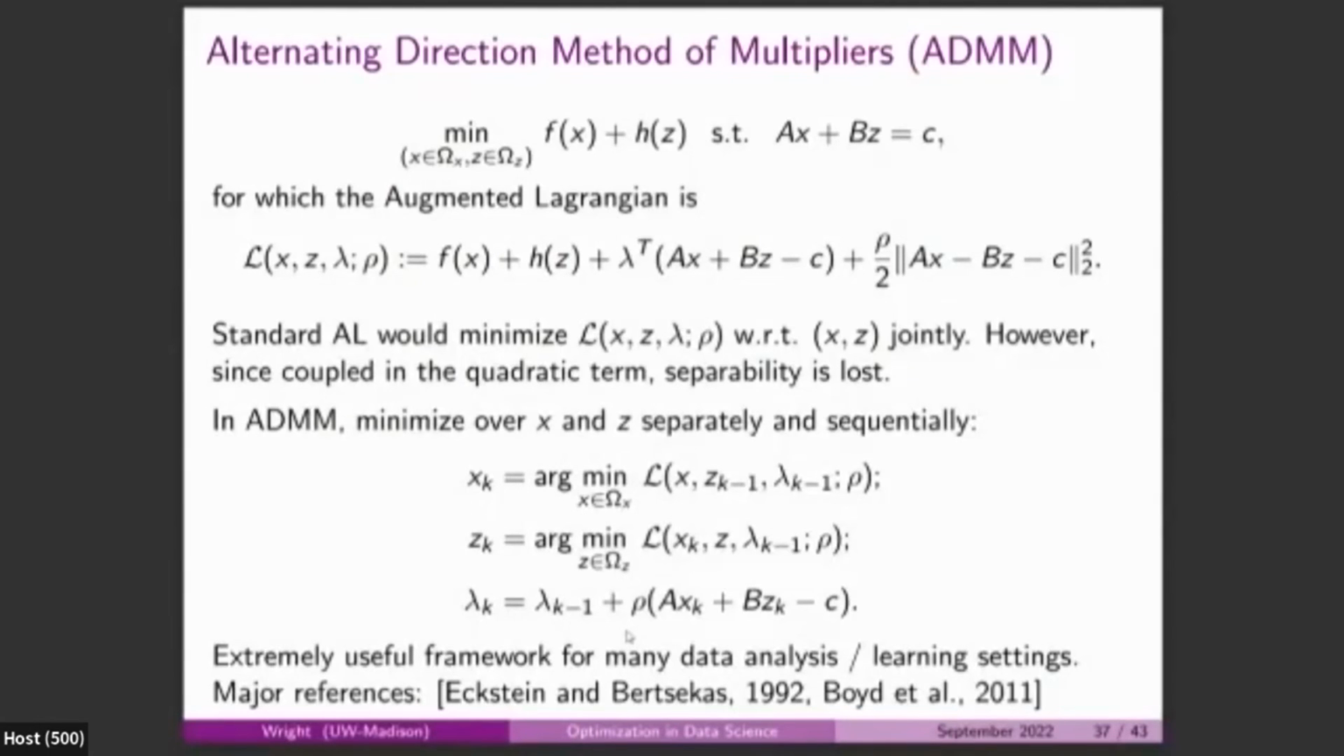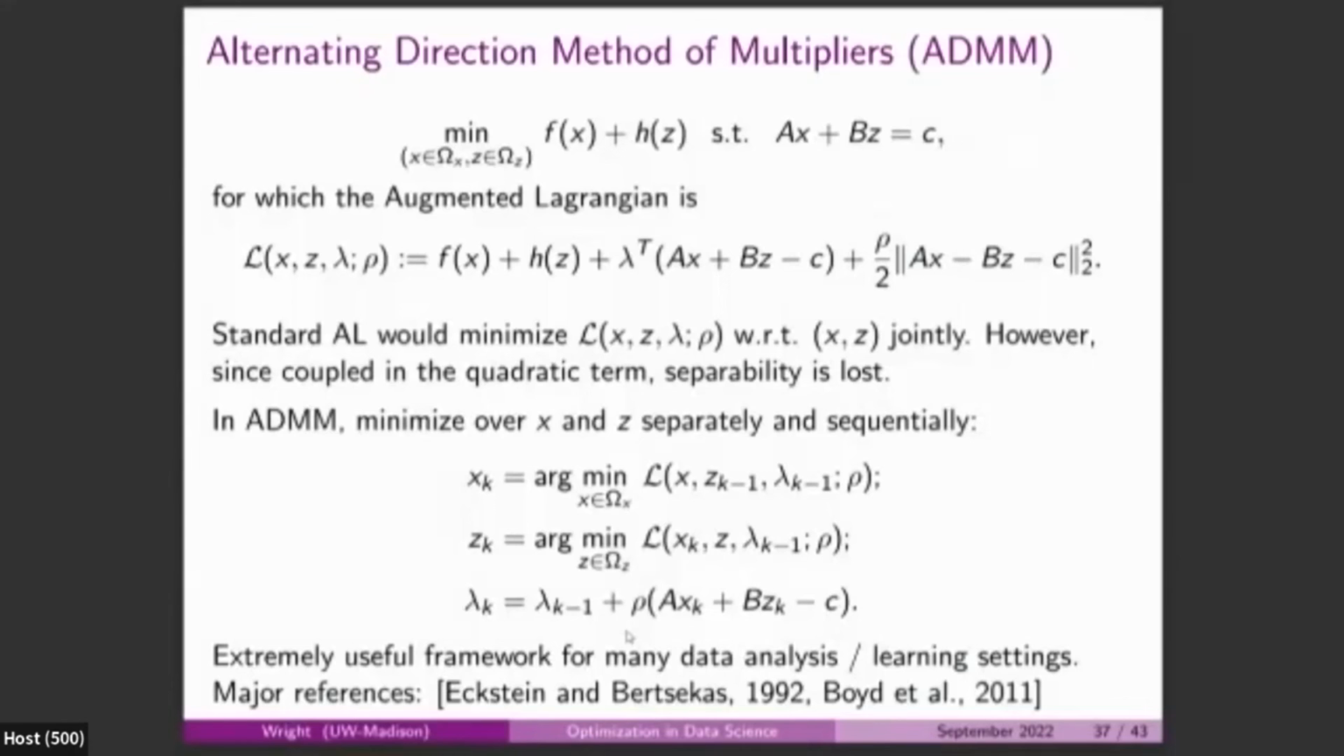And this is for problems that have exactly the form that I showed on the previous few slides, but you can break down the objective into two components, a component involving x and a component involving z, each of which may also be constrained to their own feasible set, omega x and omega z, okay? So if you write down the augmented Lagrangian for that problem, instead of minimizing over x and z jointly to get the update, you can minimize separately over x and then over z. And it could be that doing those separate minimizations is much easier, much faster than doing the joint minimization, okay?